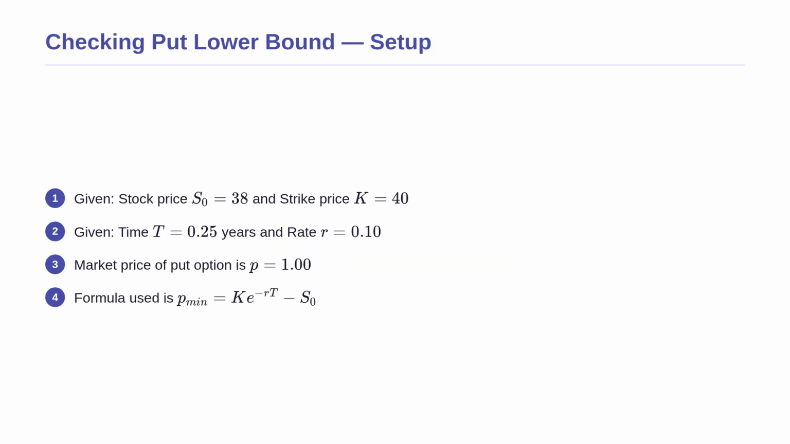Let us test this new formula with a put option example. We are given a stock currently priced at $38. So S0 is 38. The strike price K is $40. The option expires in 3 months, which is 0.25 years. So T is 0.25. The risk-free interest rate R is 10% per year or 0.10. The put option is currently trading in the market for exactly $1. We need to determine if this price violates the lower bound for a put option. To do this, we will substitute our specific numbers into the minimum boundary equation we just learned, setting up the calculation to find the absolute floor price.